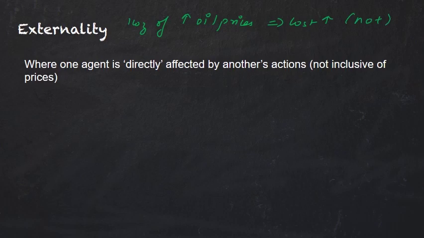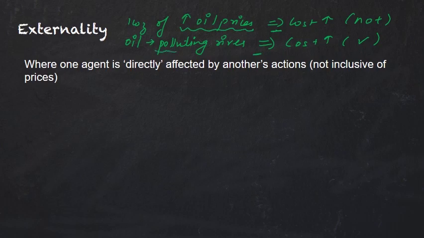But if the fishery says because the oil firm, the oil refinery, is polluting the river and because of that pollution that they are causing in the river, my cost has gone up, now this is an externality. What is the difference between this one and this one? Here, this is covered by prices. This but is not covered by prices. That is why wherever one agent is directly affected by another's actions, which is not inclusive of prices, is called externality.